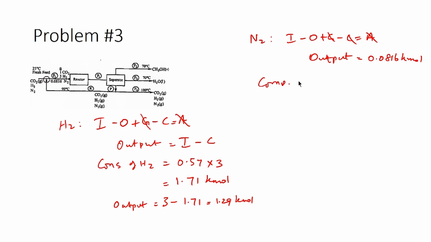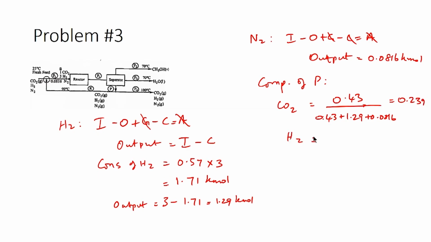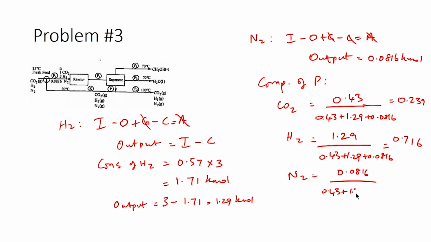So, composition of P would be, it contains carbon dioxide, which is 0.43 divided by 0.43 plus 1.29 plus 0.0816, giving a mole fraction of 0.239, and we have hydrogen, which is 1.29 divided by 0.43 plus 1.29 plus 0.0816, giving a value of 0.716, and for nitrogen the composition would be 0.0816 divided by 0.43 plus 1.29 plus 0.0816, giving a value of 0.0453. So, now we have the composition for the stream P, which in turn gives us the composition for recycle and the purge stream. As it is a splitter, we know that the composition would not have changed.